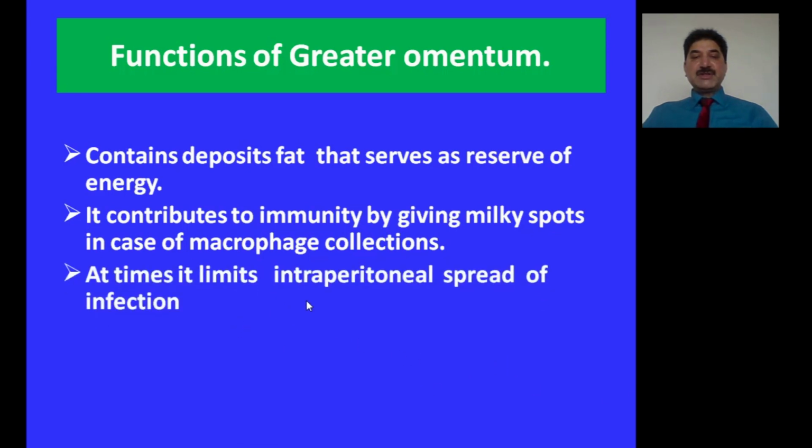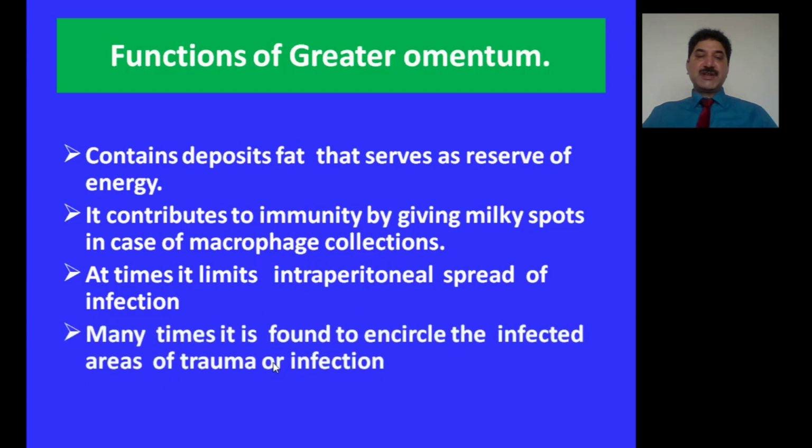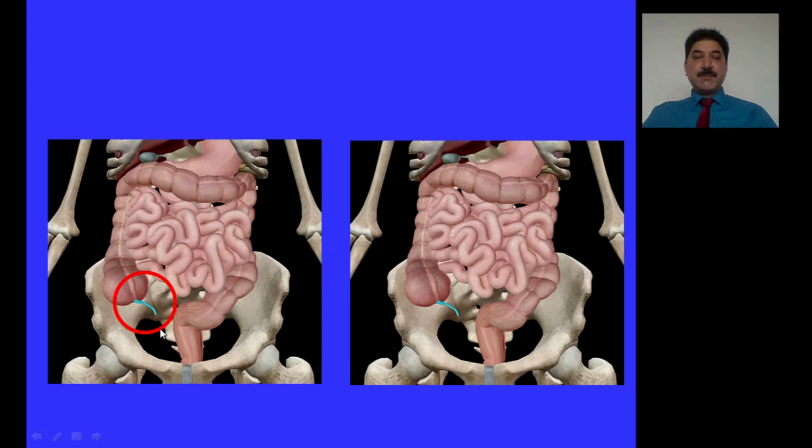At times, it limits intraperitoneal spread of infection. Many times, it is found to encircle the infected area of trauma or infection and prevent spread of the infection within peritoneal cavity. As shown in this diagram, appendix lies in the right iliac fossa.